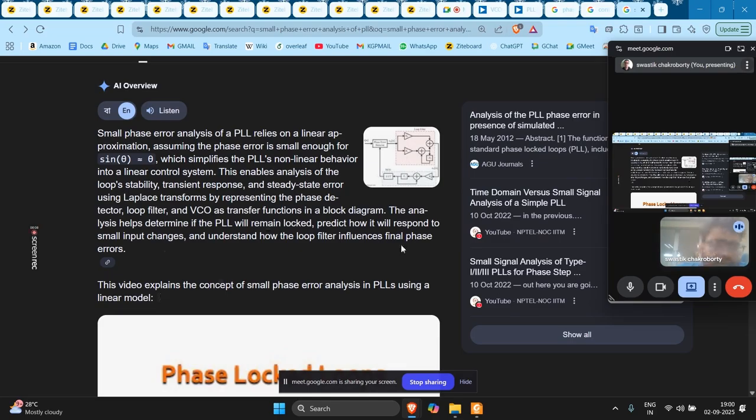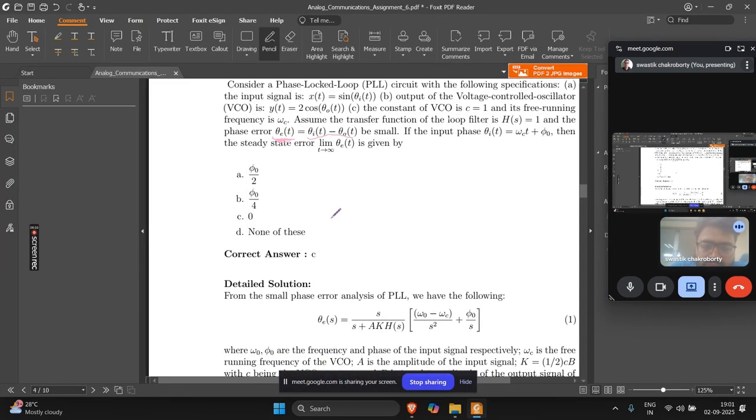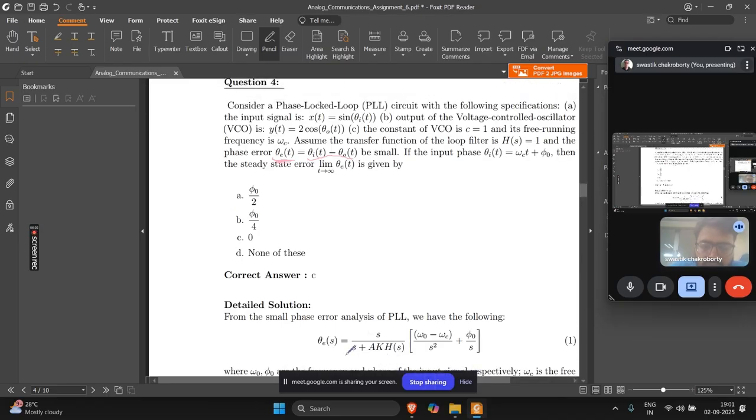For the small phase error analysis, we have to assume that sine theta is approximately theta. That will enable us to have a linear relationship between the frequency output and the voltage input, so that the nonlinear behavior of the PLL is approximated as a linear system. For small phase error analysis, the value of the error in phase in the Laplace domain is given by this function.